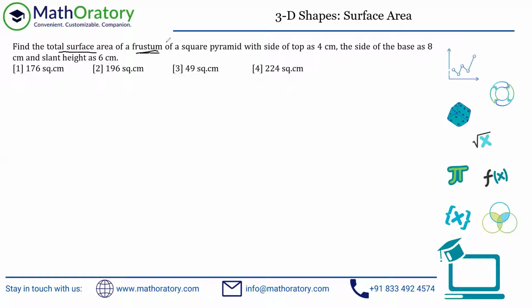So this is a frustum of a square pyramid. Let me just show you this figure once. First I'll give you the top view. There will be a base, which is a square, because it's a frustum from a square pyramid. So the base as well as the top of this pyramid will be squares.